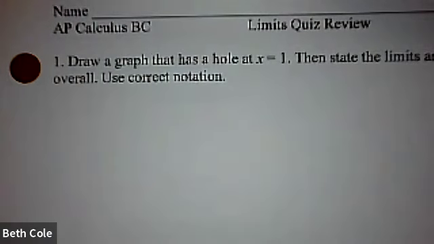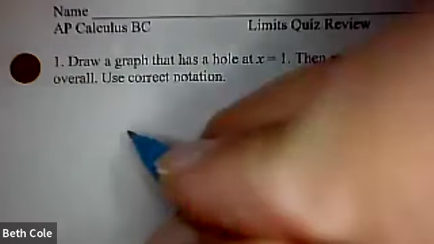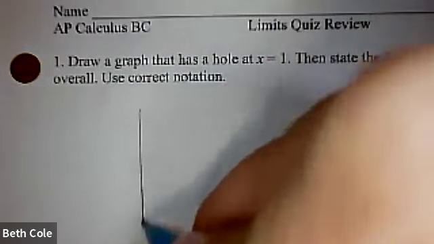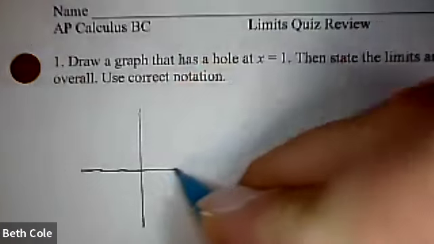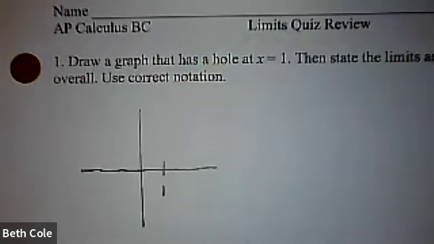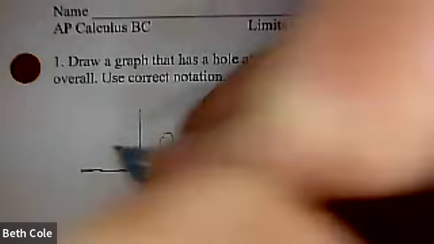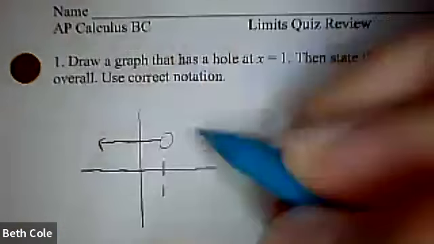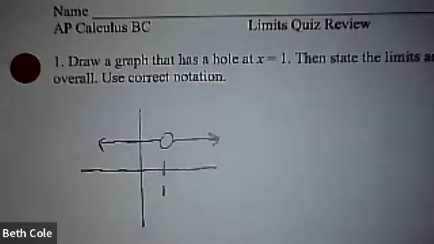All right, so the first one says, draw a graph that has a hole at x equals 1. So there's a lot of different things that you could draw, but at 1, you have to have a hole. So I would be as simple as possible. There's no need to make it more complicated, just something like that.